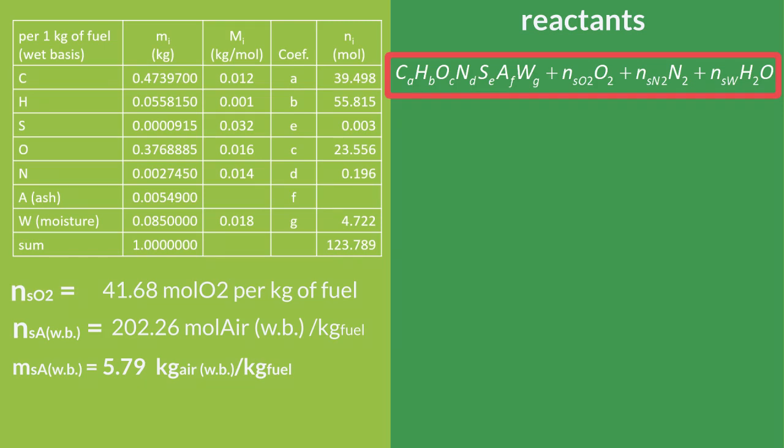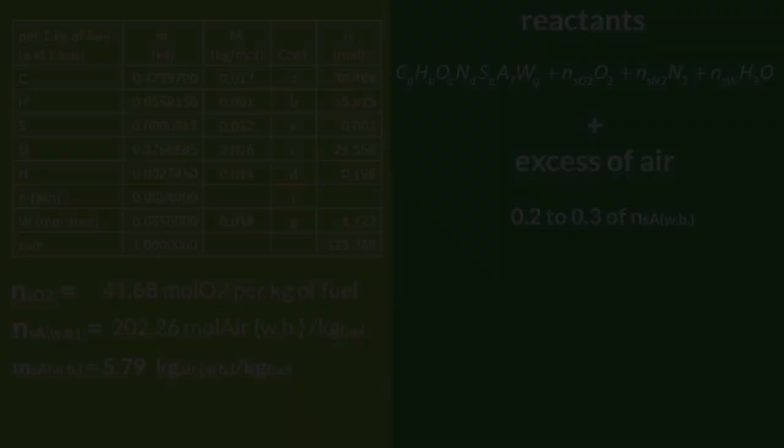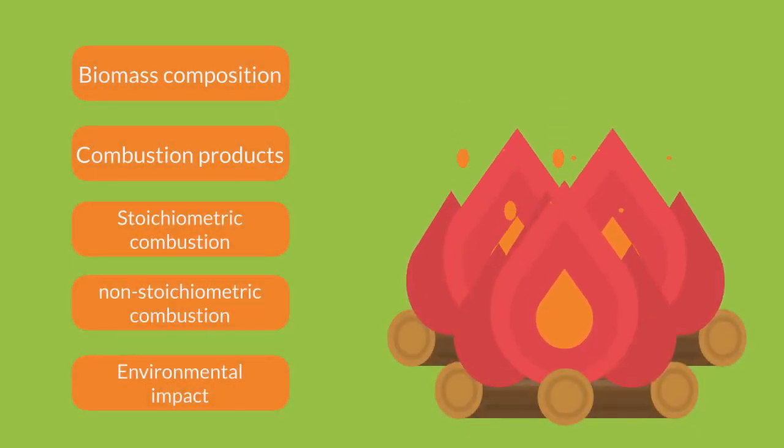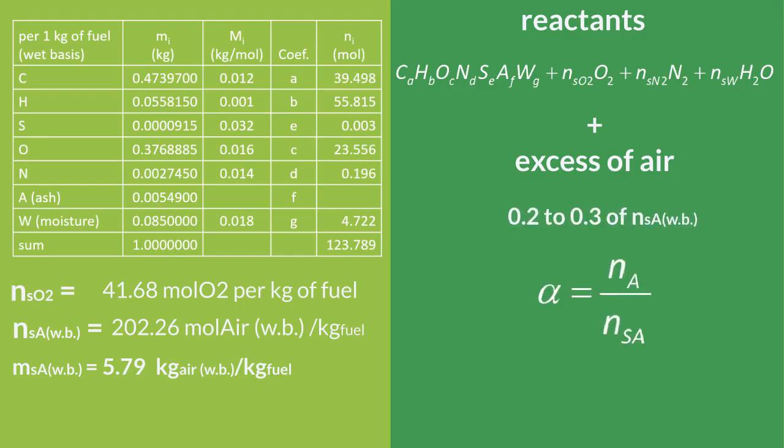For ensuring a complete combustion, we need to avoid the formation of carbon monoxide and unburned materials. For this reason, biomass is burned with an excess of air, around 20 to 30% above the minimum air or stoichiometric air. This is known as non-stoichiometric combustion. The excess factor is defined as the ratio between the real amount of air introduced in the combustion chamber and the stoichiometric air. In this example, we use an excess factor of 1.30.